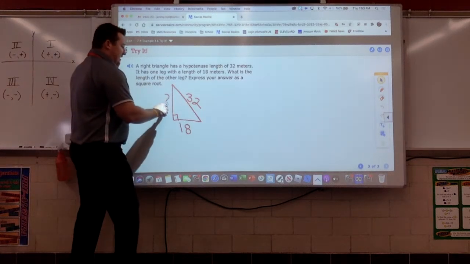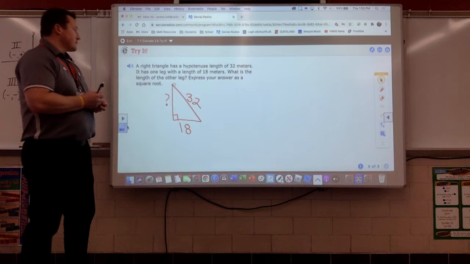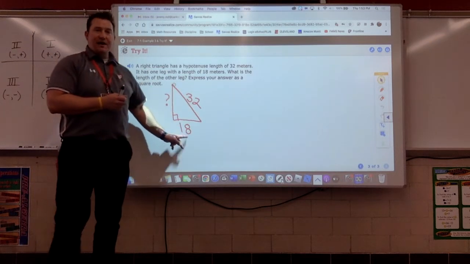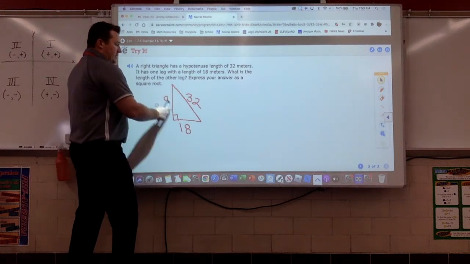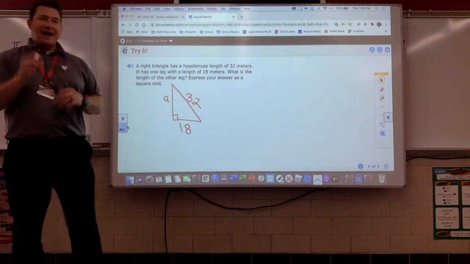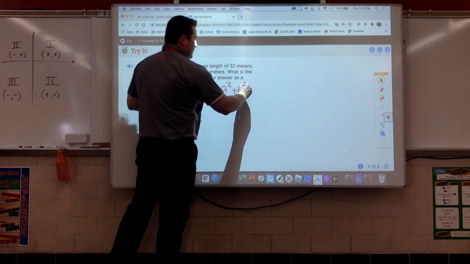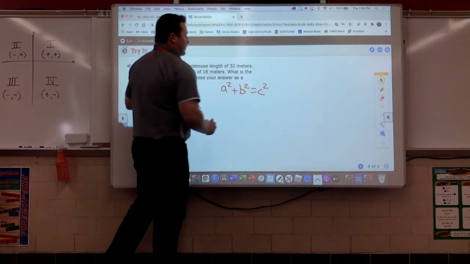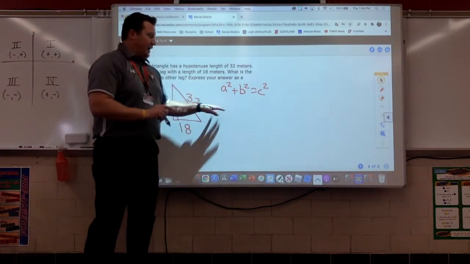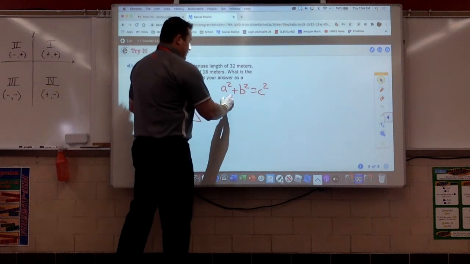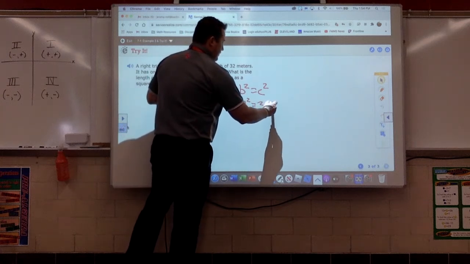This is the I don't know. Okay? I don't know. All right. And I always like to fill in my number for B. So I'm going to call this, when I get this scenario, guys, A, B, and C. Again, we have to know the hypotenuse is C. So if we're going to use a formula, of course we're going to write it out. A squared plus B squared equals C squared. Okay? Fill in what we know. A is my missing leg that I'm going to find out here very soon. B is 18. C is 32.